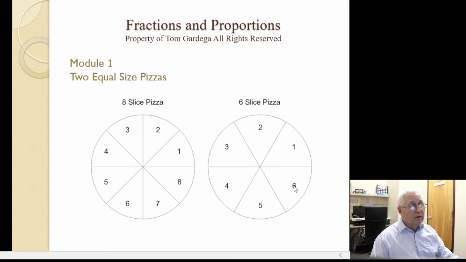Here, I have a 6-slice pie: 1, 2, 3, 4, 5, 6. If I eat 3 slices here, I have 3/6. 6 parts make up the whole. 3/6 is a half. Eating these 3 slices, I ate half the pie, and over here I only ate 3/8 of the pie because these slices are bigger.